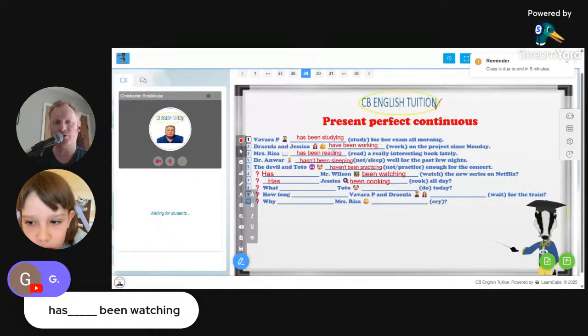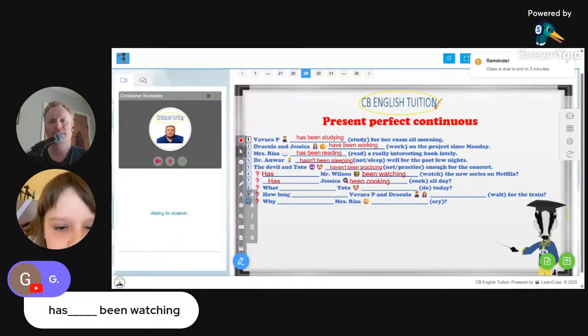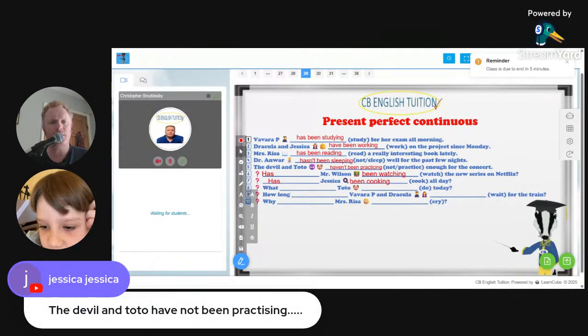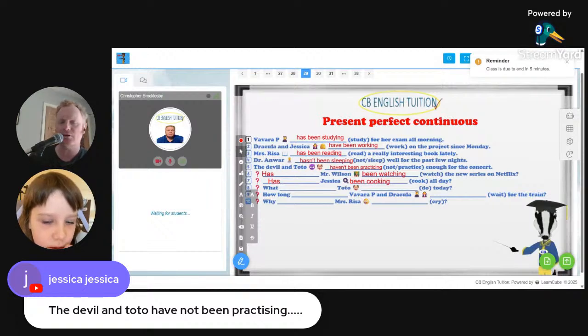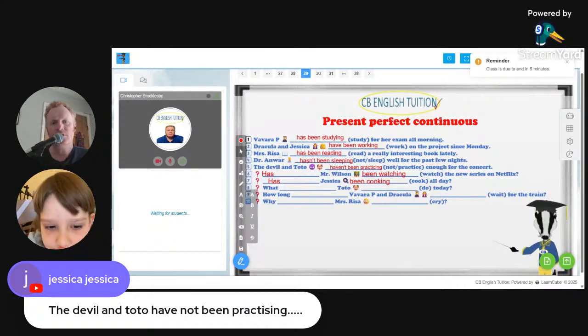Okay, we are doing which number now, Varvara? Number 8. Please put your answers in the comments for number 8. What something, Toto something. No, answer in the comments. That means the other students first. Then you can check their answer. You can do the next one because the next one is about you, isn't it?